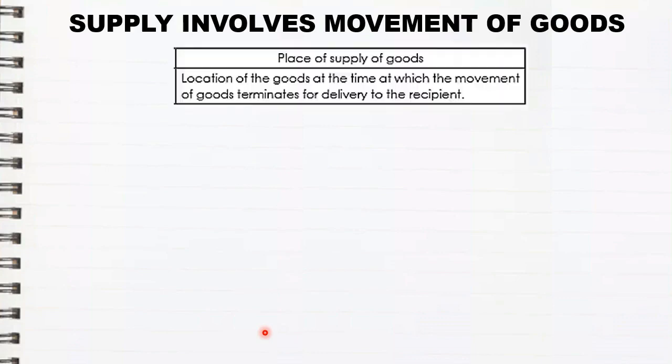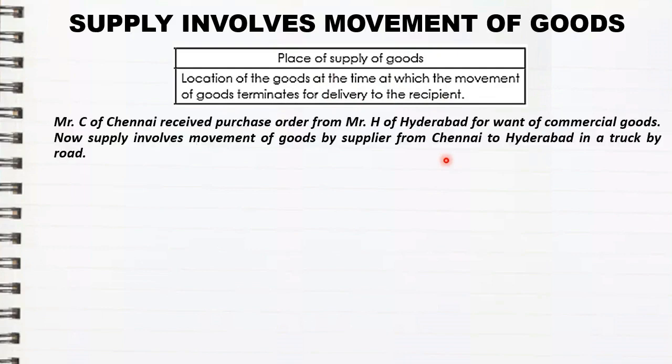The very first rule is supply involves movement of goods. Movement of goods basically means from one place to another place. If the goods have been moved, then how is the place of supply determined? The place of supply of goods will be determined based on the location of the goods at the time at which the movement of goods terminates for delivery to the recipient, meaning when the goods finally reach, that place will become your place of supply. Let us try to understand this with the following example.